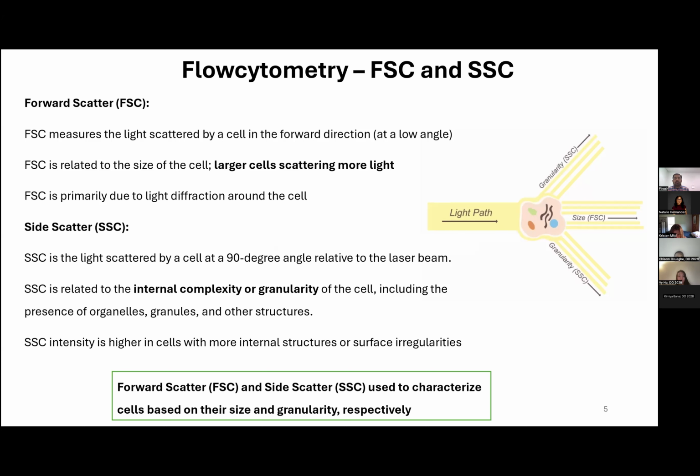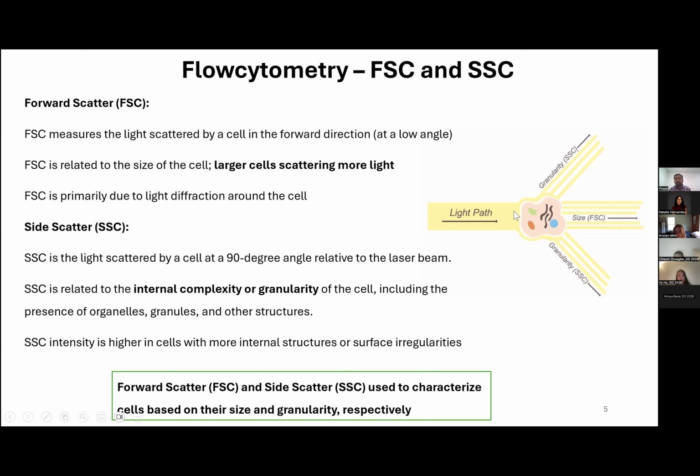So if we are using a cell which is untagged, which has no antibodies conjugated or no fluorochrome conjugated with any of the molecules, so it's an untagged cell. When it flows through the flow tube, the laser will be hitting that cell, and that will give two types of scattering.